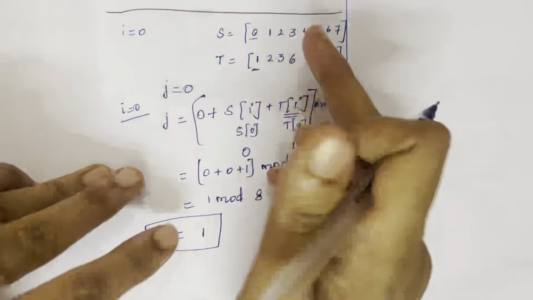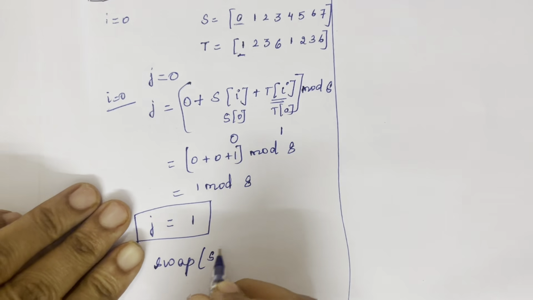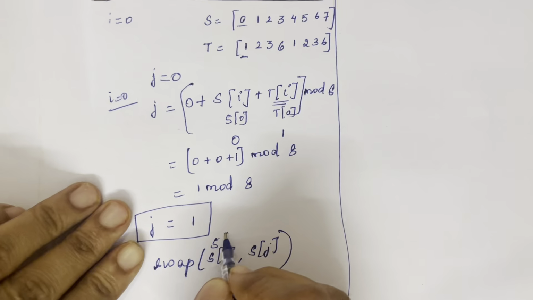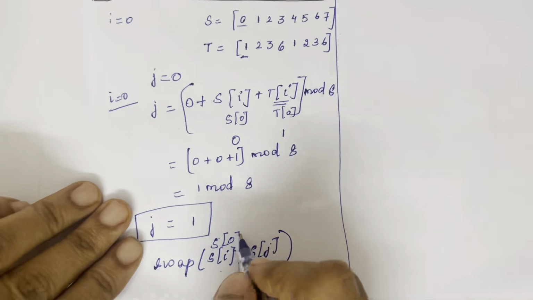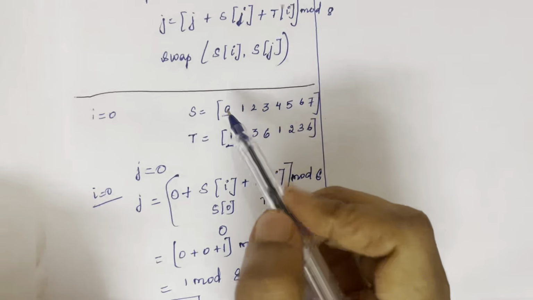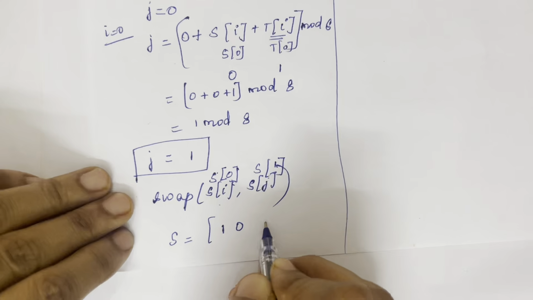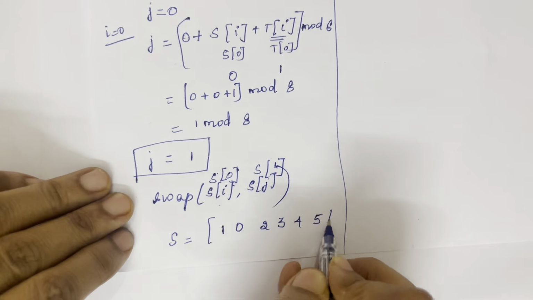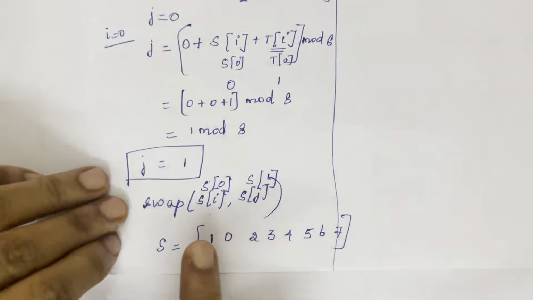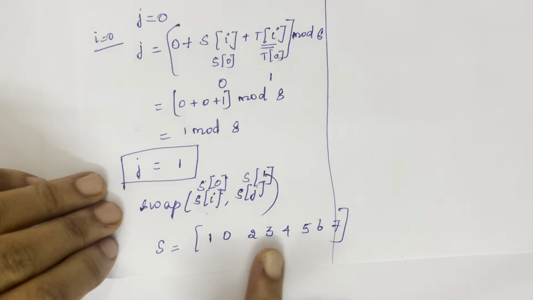Now the next step is that you have to swap s of I and s of j. What is s of I here? s of I is s of 0, since I is 0, and j is 1. So you have to swap s of 0 and s of 1, the values between these two. So s will be equal to 1, 0, 2, 3, 4, 5, 6, 7. After the first iteration, the state vector becomes like this. Initially it was 0, 1, 2, 3, and after this first iteration you get the state vector as 1, 0, 2, 3, 4, 5, 6, 7.